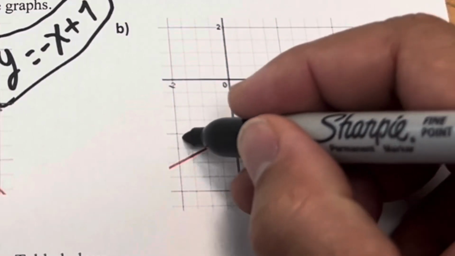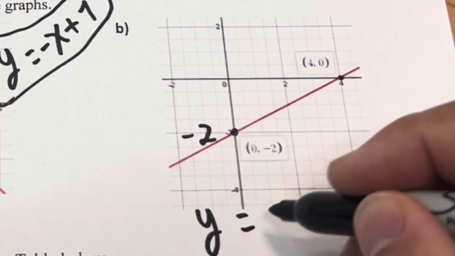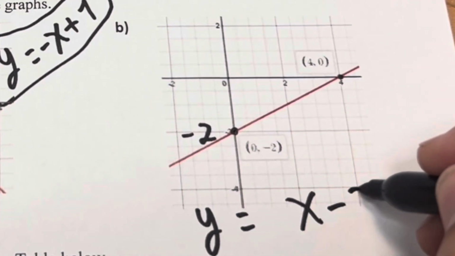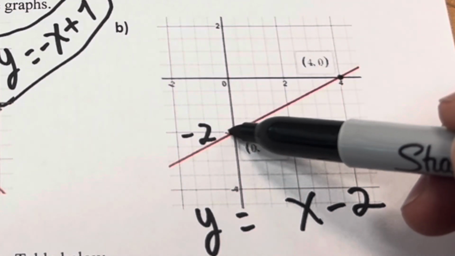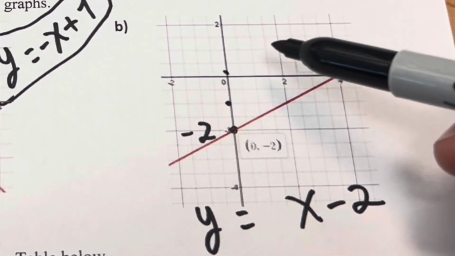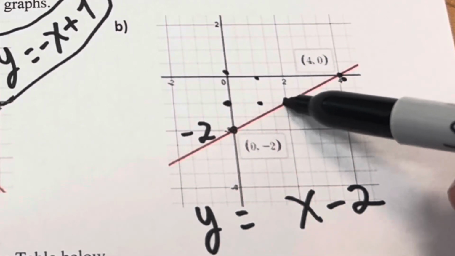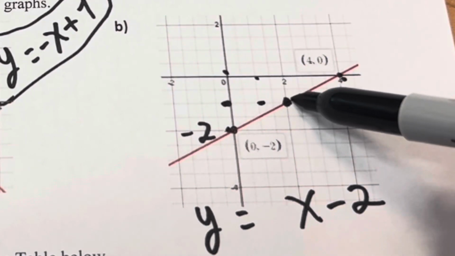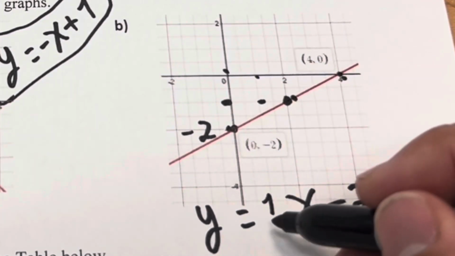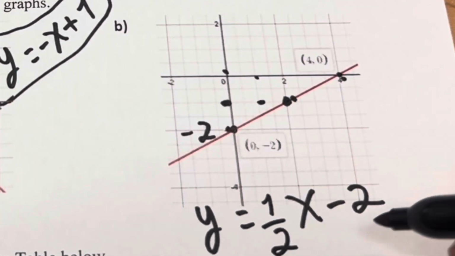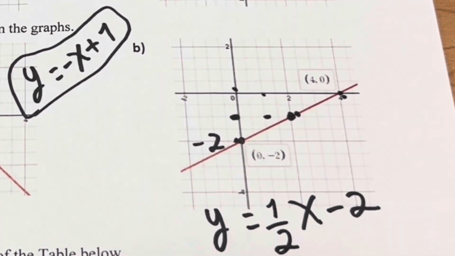This point here is a minus 2, so it will be y equals something x minus 2. It goes up, so it's going to be positive. Here we do 2 up, 4 right, or 1 up, 2 right. So 1 up is 1, and 2 right is over 2. So y equals 1 over 2 x minus 2. This is the equation for this graph, okay?